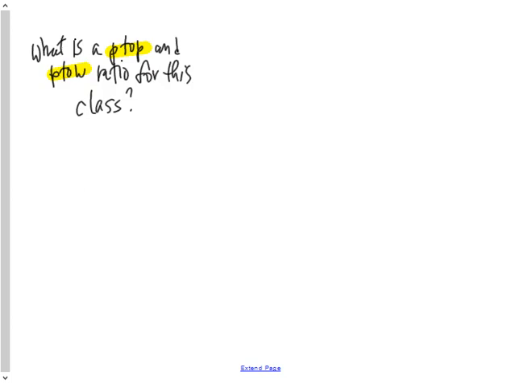And the second question says, what is a part-to-part and a part-to-whole ratio for this class? Now, there's a whole bunch of different ways you could have done this. Probably one of the more common ones would be comparing boys to girls or girls to boys. And I don't know how many there are, but we'll just pretend there's 12 boys and 13 girls. So the part-to-part ratio for boys to girls would be 12 to 13.